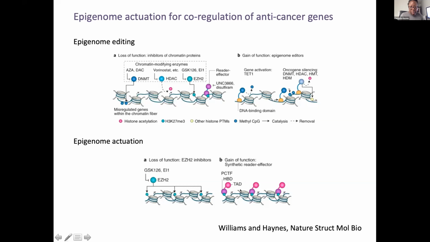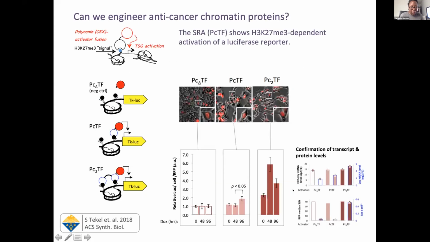So what our lab is working on is a concept where, instead of relying on drug inhibitors for what is essentially loss of function, sort of disabling the problematic chromatin proteins that are silencing tumor suppressors, we're thinking about ways to build fusion proteins that can go and scan the epigenome and land on genes that have been hyper-repressed and then force activation of those genes. So this is just some early work that I did as a postdoc in Pam Silver's lab.